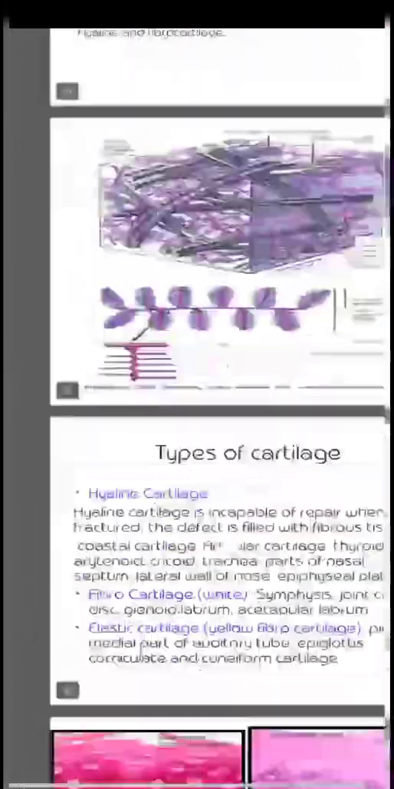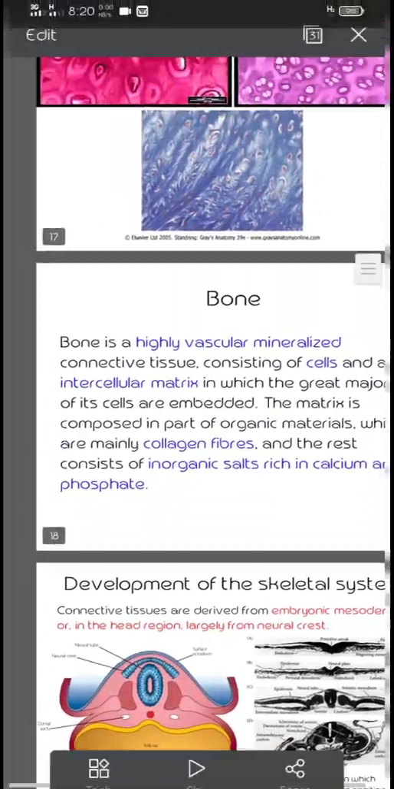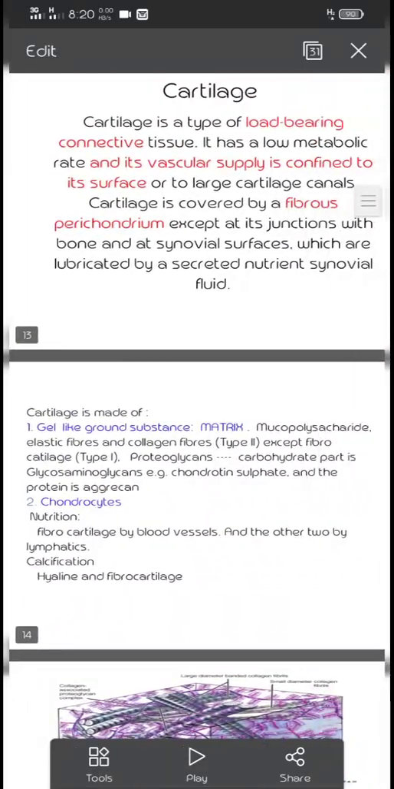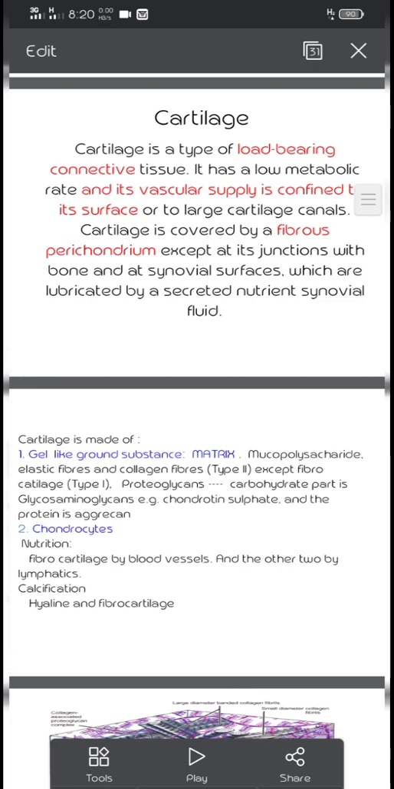Okay, so let's get on with cartilage. I think cartilage would be enough for today. So this was an intro of connective tissue. Now we're going to study a specific type of connective tissue, that is cartilage.